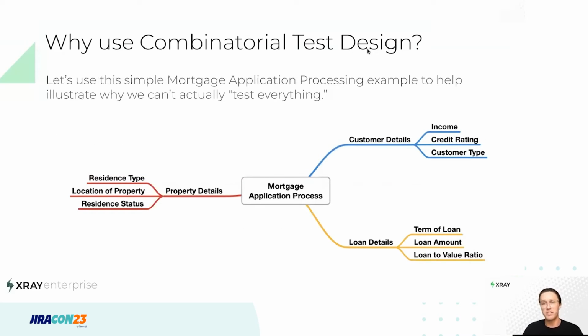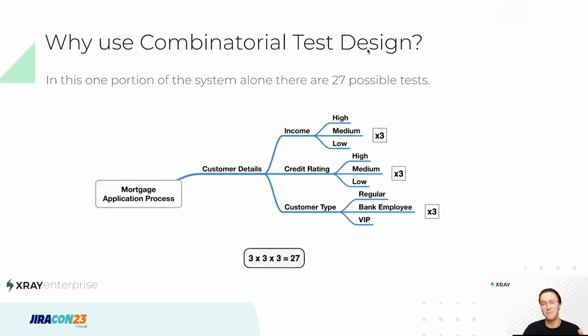So we're going to use this simple mortgage application system under test just to get the points across here, to illustrate why we cannot test everything. Right now, you're only seeing three pieces of the system listed here: property details, customer details, and loan details, right? Only three aspects. There's plenty more. Breaking down one of these pieces, there are three parameters associated with it, each with three parameter values. So within this one section alone, there are 27 possible tests that we could look at if we were to test everything, 3 times 3 times 3.